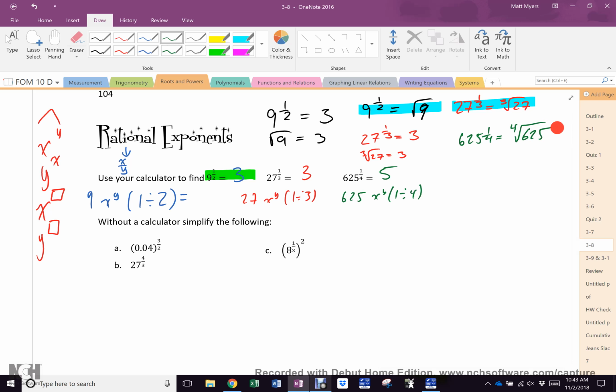Now, again, using your logical brains, x to the a over b must equal what? Look at everything we've done and see if you can figure out this side of this equation. Jacob. The b root of x to what power? A. Because what's the power that's out here that we don't write? 1. What's the index here that we don't write?